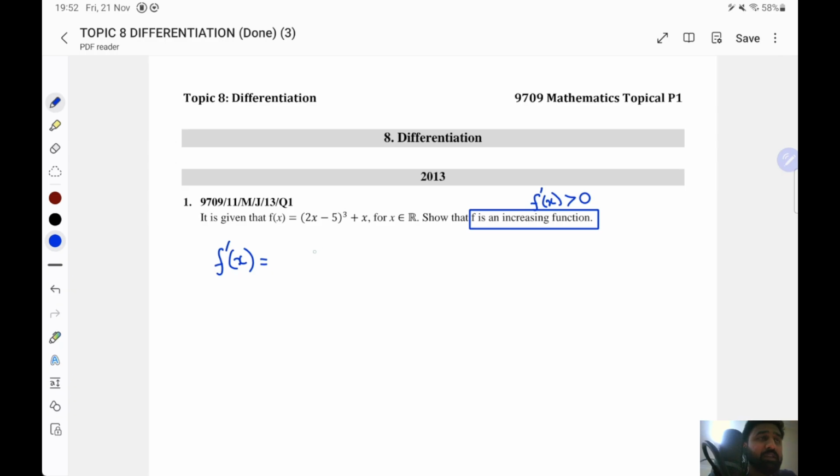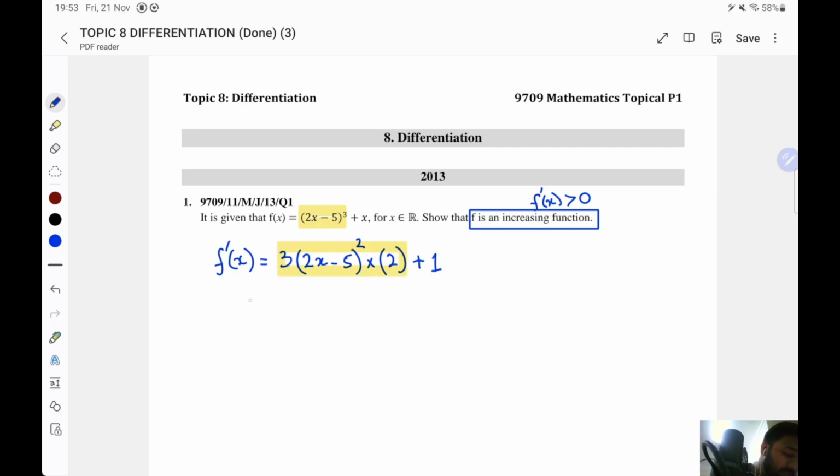Let's revise the concepts of differentiation as well. The power of the bracket comes before the bracket. Then we reduce 1 from the power, which will make it 2. Multiply by the differentiation of the bracket, which is just simple 2. This whole is the differentiation of the first portion of the function. Further, plus x. I hope you remember from your IGCSE that the differentiation of single x is always 1.